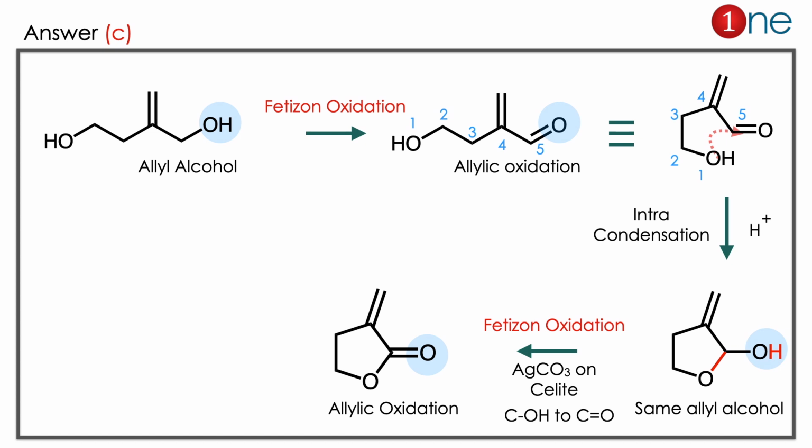Here you have to learn two important things from the same concept, which is the Fétizon reaction. In the Fétizon reaction, the catalyst is silver carbonate on Celite. It is used to convert allyl alcohol into ketone, the CHOH into ketone there. It's a mild oxidizing agent. It never converts into acid. So you should know that one.